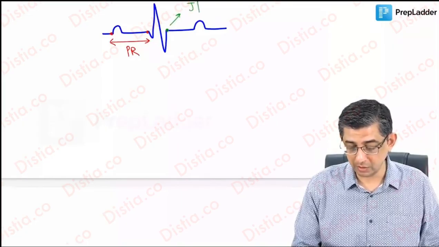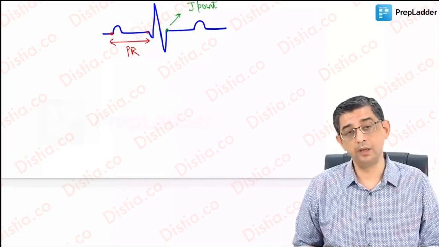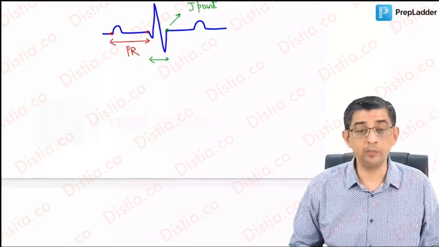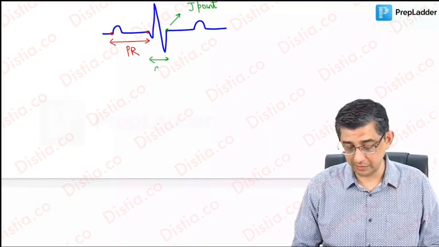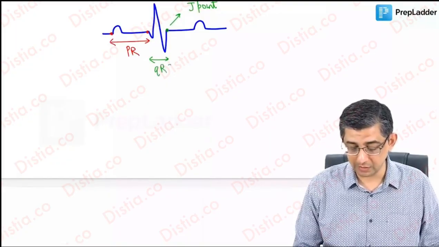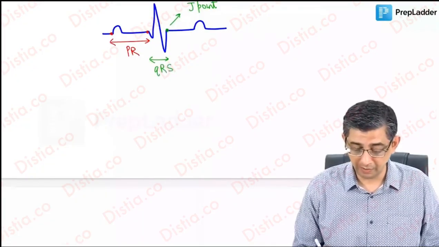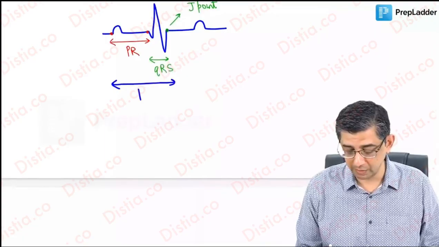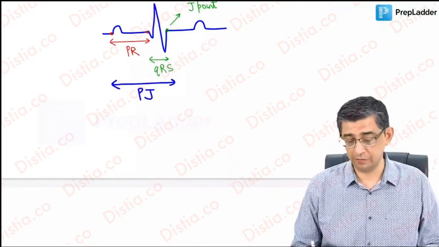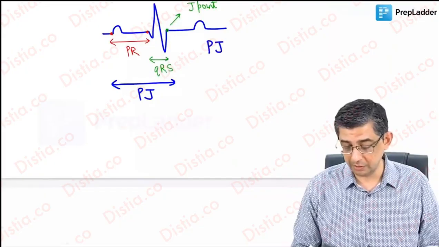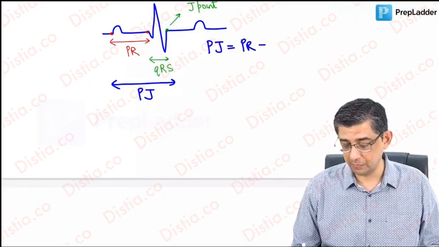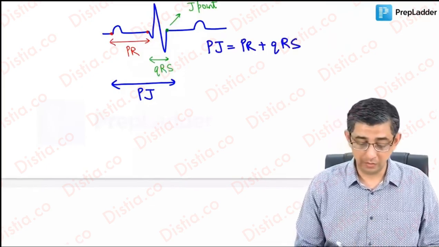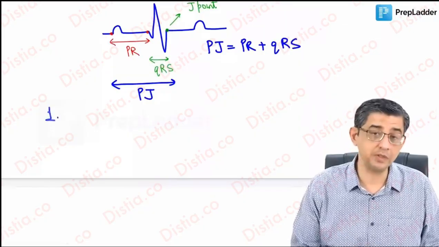Now I'm going to put a green point at this particular area. This is the isoelectric point and is called the J point. The distance between the red point and the green point, the second red point and the green point, is called the QRS complex. And if I join the two together, PR plus QRS complex, then it will become the PJ interval. First, we look at the mathematics behind it. PJ interval is a combo of PR plus QRS. That's the first message. Now, let's look at what actually happens in these patients.